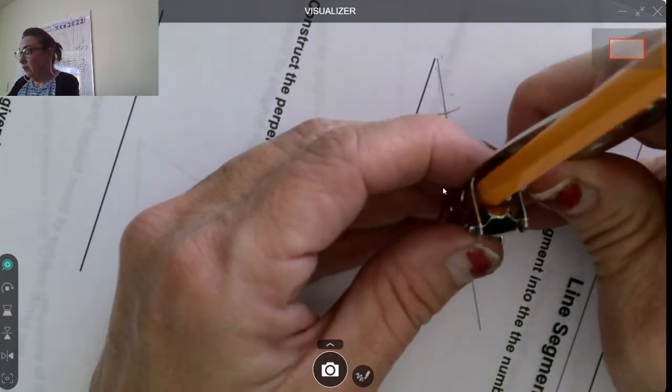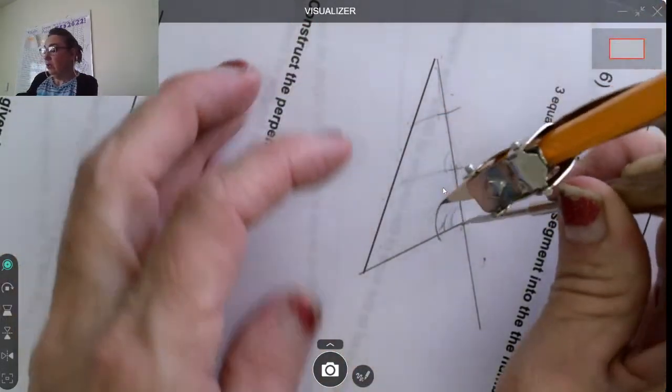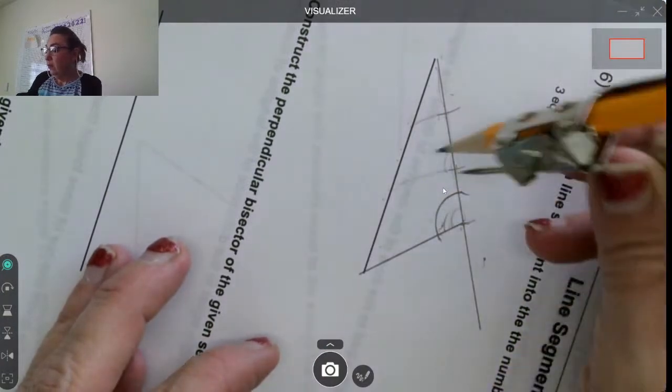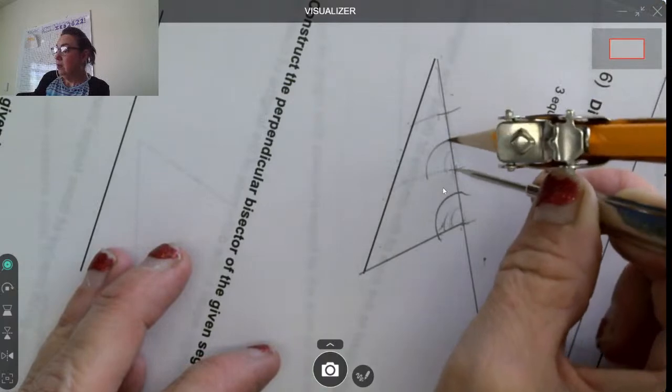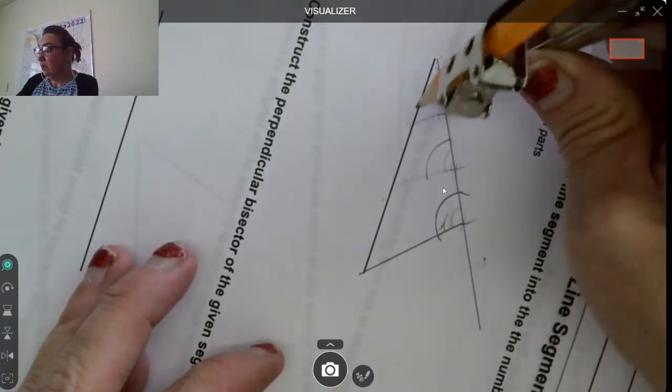So we're going to make this arc right here. We're going to make the same arc right here. We're going to make the same arc right here.